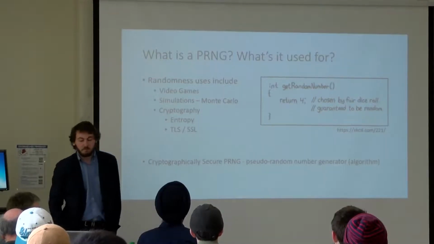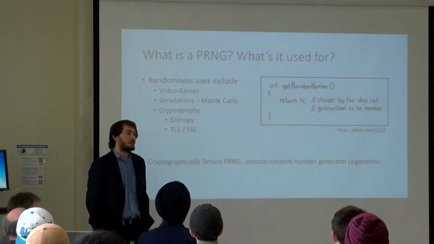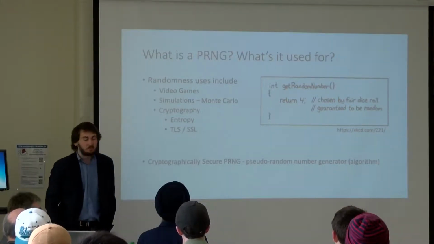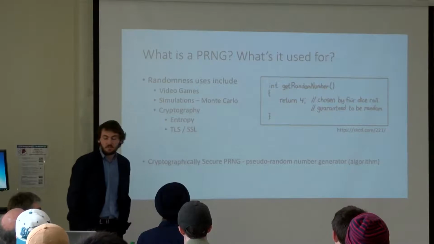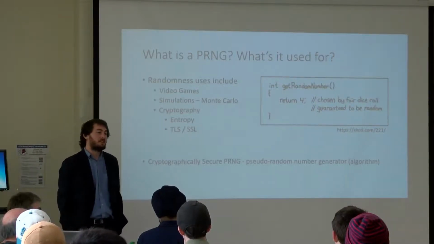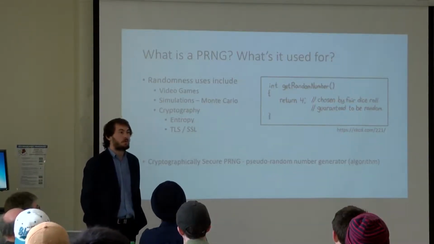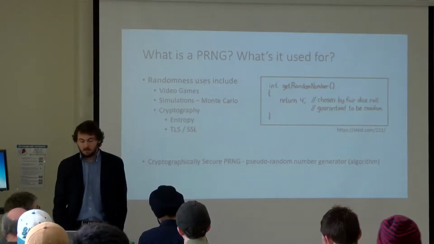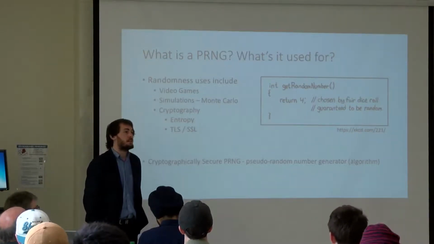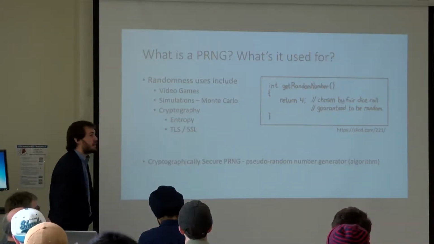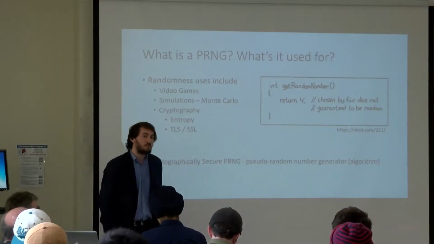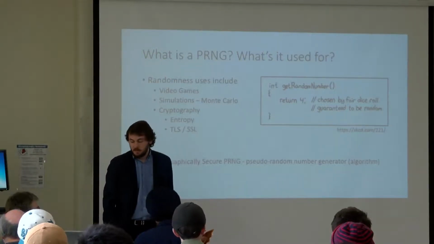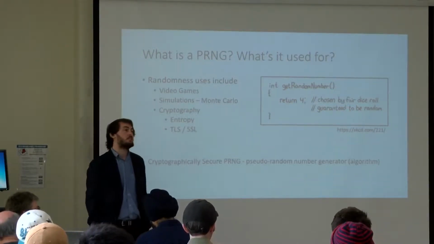So some uses for it, probably the biggest one you might all know is video games. You have drop rates or random events that happen. Some simulations use them, the Monte Carlo probably being the biggest one. Basically, there are variables that you can't account for, or they're non-deterministic, so the best way to account for that is randomness. And then the biggest one is going to be cryptography. You have entropy and random number generators that are used to help create cryptographic keys, either public or private. You also have TLS or SSL.